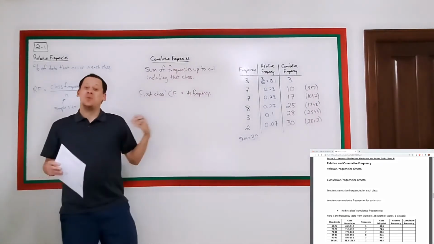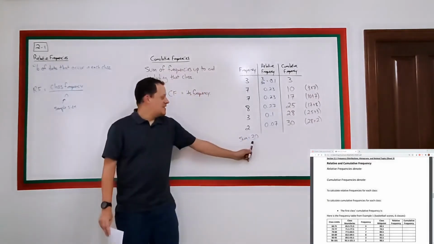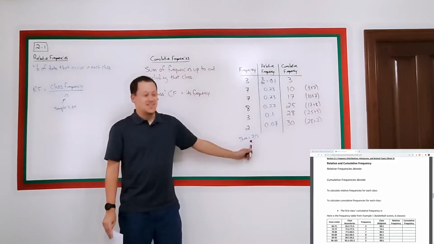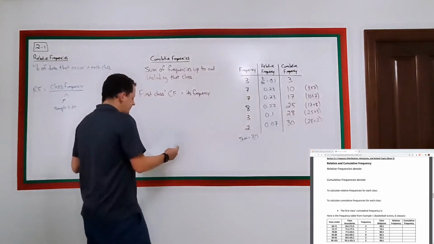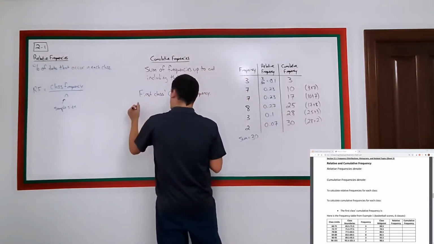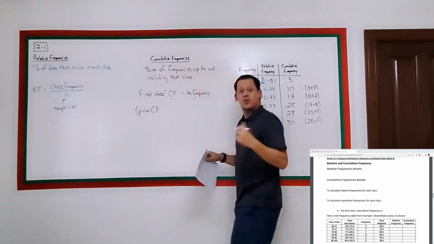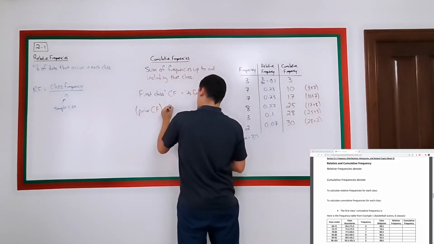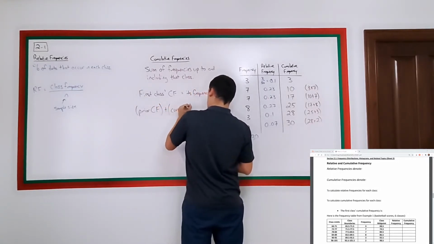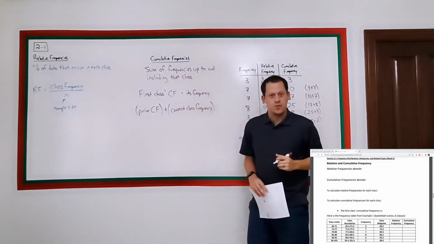And a nice thing to check when you're done with this column is that your last cumulative frequency should be equal to the sum of all the frequencies, since all you're doing is adding them up quite literally on that column. So, to calculate these cumulative frequencies, you take the prior cumulative frequency plus the current class frequency.